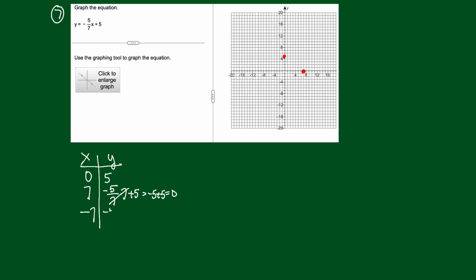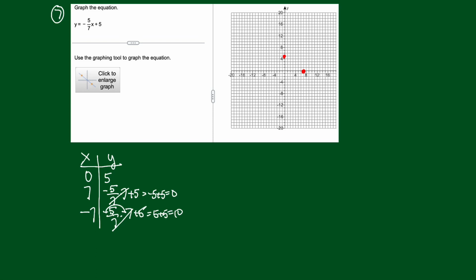So I will have negative 5/7. Now put the x in times negative 7 plus 5. Now, negative negative is positive. The 7s cancel, and I get 5 plus 5. I get a 10. All right, so we're over here now at negative 7 on the x, 10 on the y. So let's find that one.